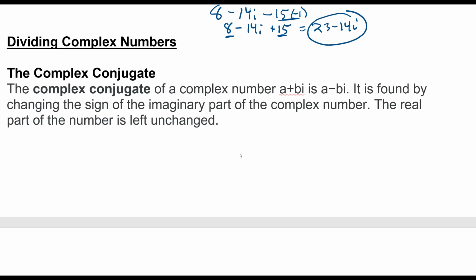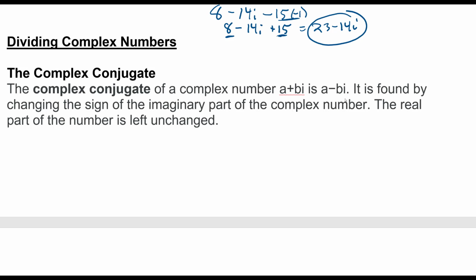Now the next topic, we're leading into dividing complex numbers, which won't be the topic of this video. To understand dividing complex numbers, the first thing we have to talk about is complex conjugates. So the complex conjugate of a complex number, a plus bi, is a minus bi.